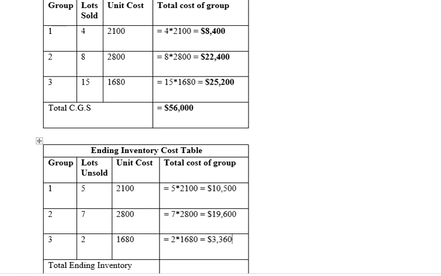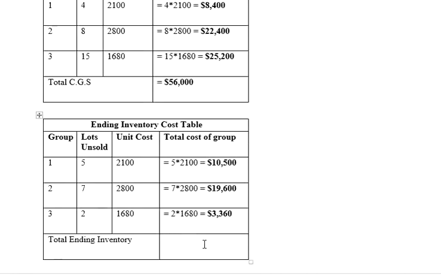Now this is the cost of those lots which are not sold, which are still present with us at the end of the year. So that's my ending inventory. If I plus all of them, ladies and gentlemen, I will get a total of $33,460 actually.